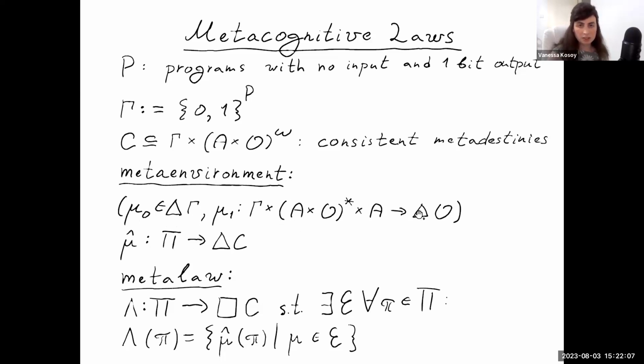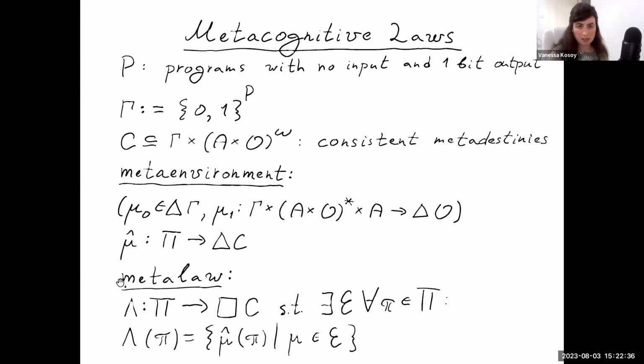And those two things, we can combine them and build mu hat, which is a mapping from policies to distributions over C, in kind of the obvious way. So given any policy, first of all, we just sample mu0, it doesn't matter what the policy is. And then we unroll the interaction of this policy with this mu1, where we plug in the thing we sampled in the first stage as the first argument. So that gives us this kernel mu hat.